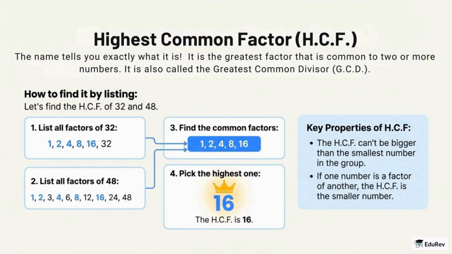And the highest is 16. So HCF of 32 and 48 equals 16. Remember, the HCF can never be larger than the smallest number in the pair. And if one number divides another, the HCF is just the smaller number.